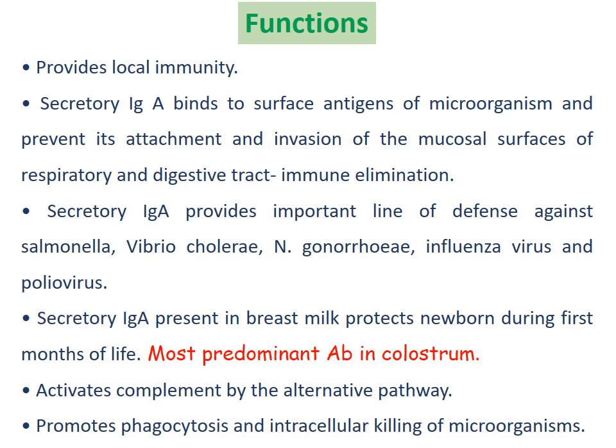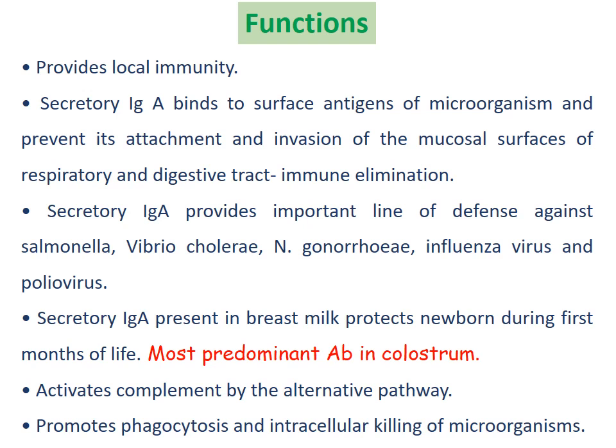The secretory IgA provides an important line of defense against some very common organisms like Salmonella typhi, responsible for typhoid, Vibrio cholerae, which is responsible for cholera, gonorrhea, influenza virus, polio virus, etc. So we all know the mass immunization of polio virus is due to the secretory immunity that is provided by the IgA. Okay. So here the herd immunity is provided by the IgA.